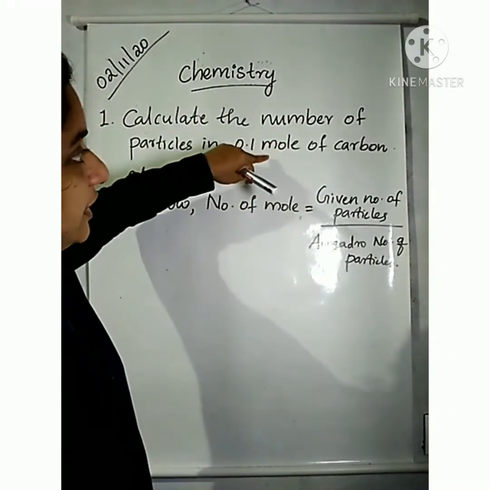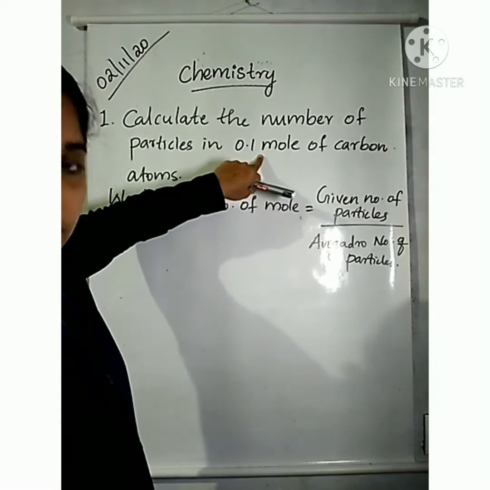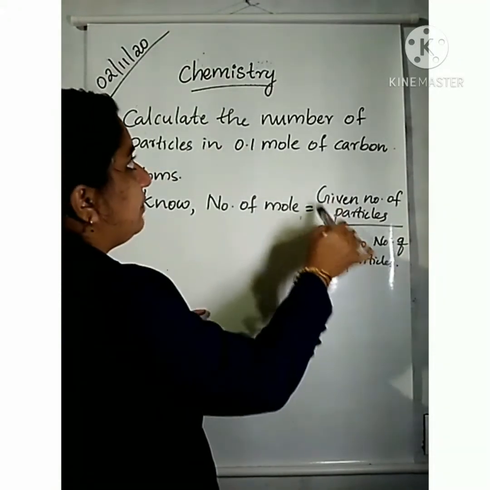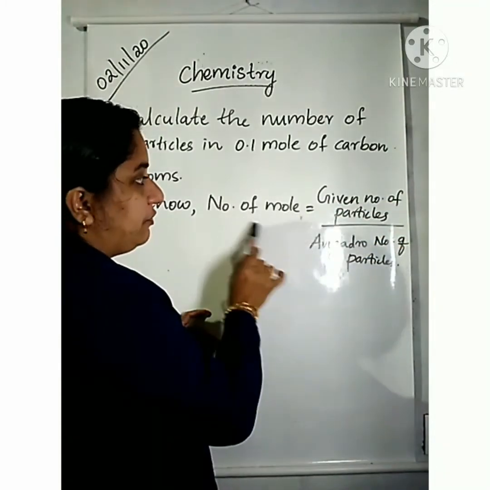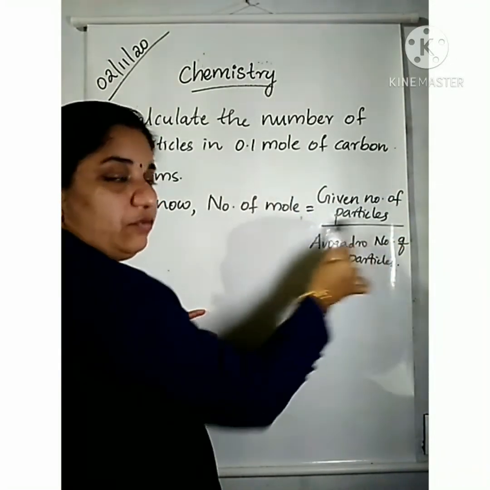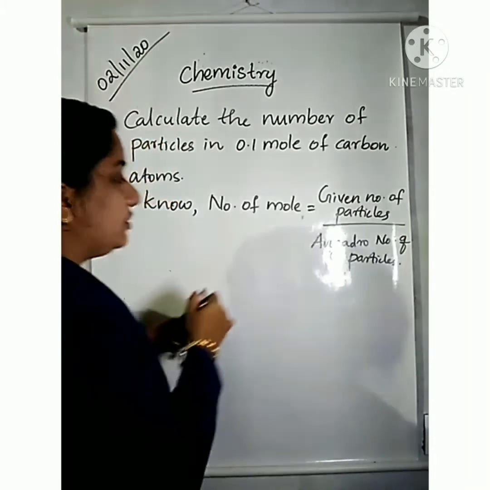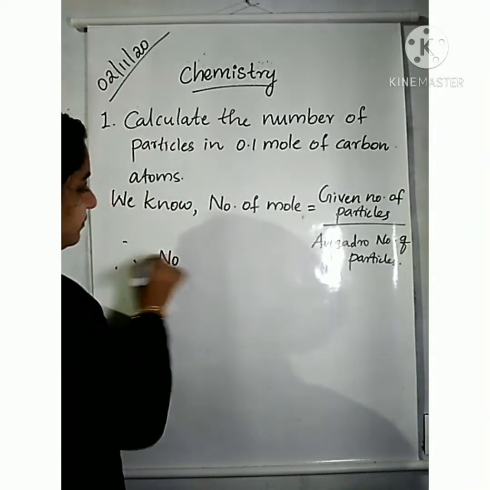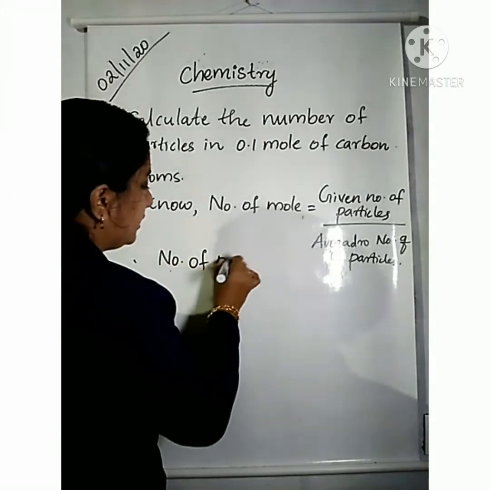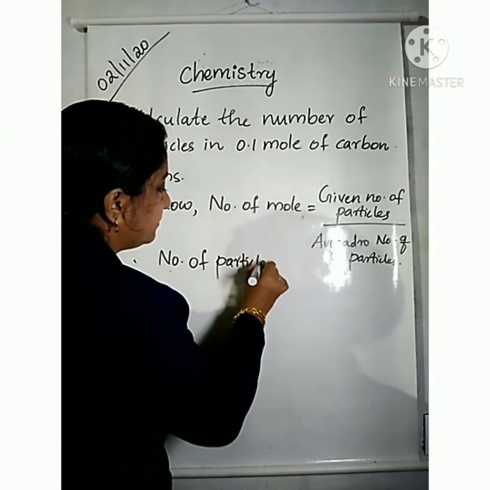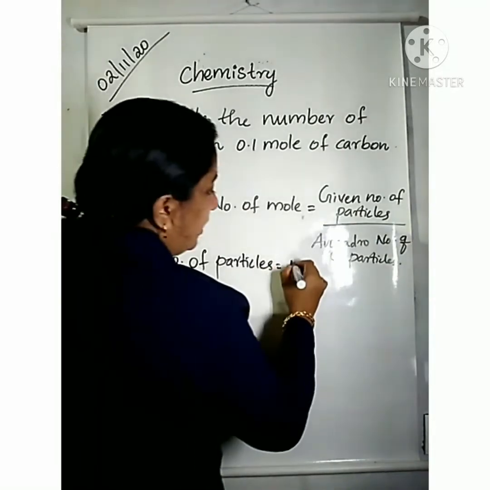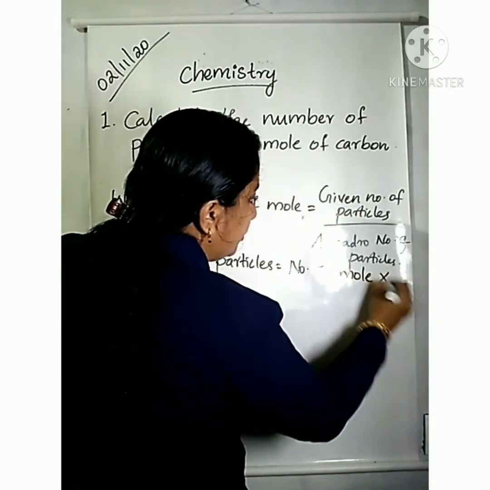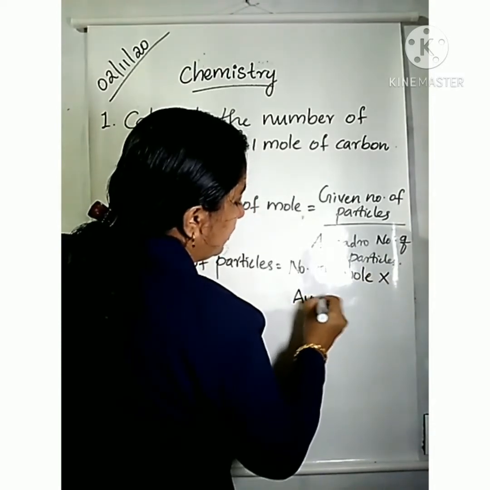Here, the number of mole is already given, and we want to calculate the given number of particles with the help of number of mole and Avogadro number of particles. So that equation will be number of particles equal to number of mole into Avogadro number of particles.